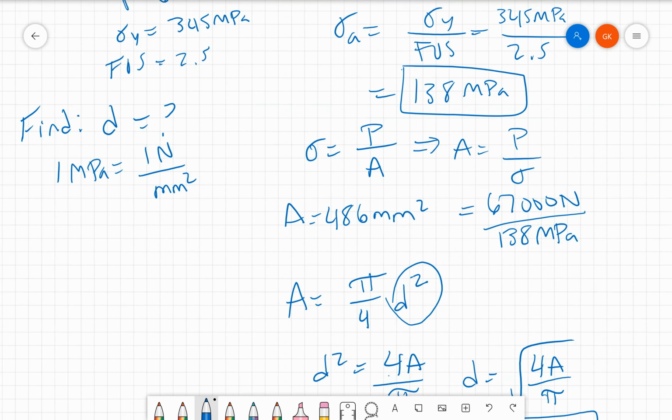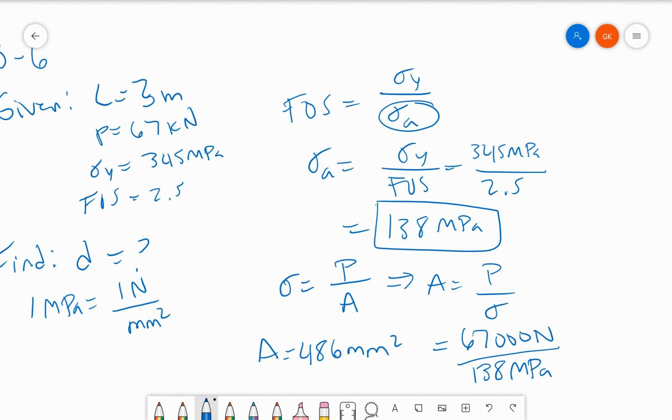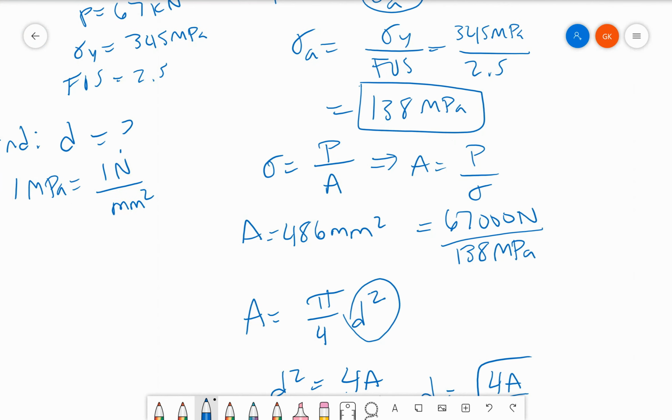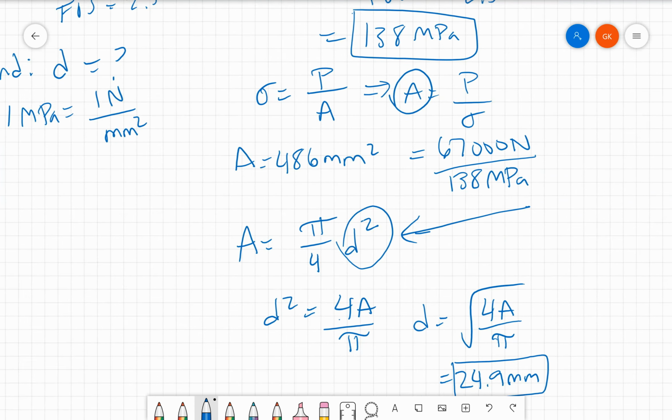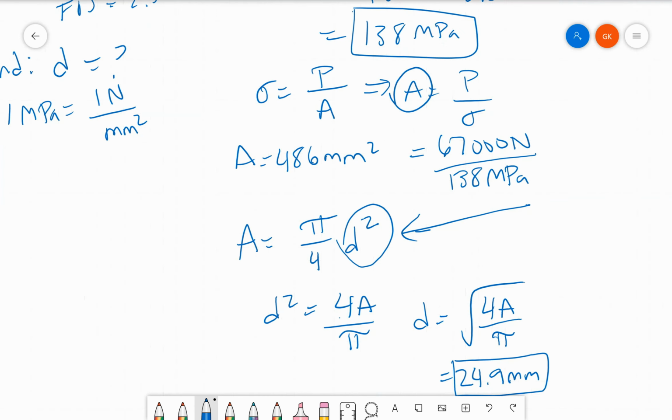So in this problem, we used our factor of safety equation to determine an allowable stress. We then used that stress to determine the area of the cross-section of our rod. And since that rod is circular, we could calculate the diameter using our area of a circle equation. I hope this made sense.